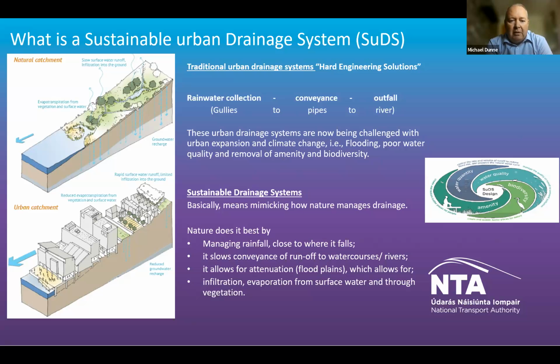So a sustainable drainage system basically means mimicking how nature manages drainage, and nature does do it best. It manages rainfall close to where it falls, so we'd say at source. It slows conveyance, so it doesn't put it into a pipe and bring it as quick as we can to water courses. It slows it completely down through just overground run through grasses, etc. It also attenuates within our natural floodplains, where when the water is stagnant, it also allows for infiltration and evaporation from surface water, but also through vegetation.